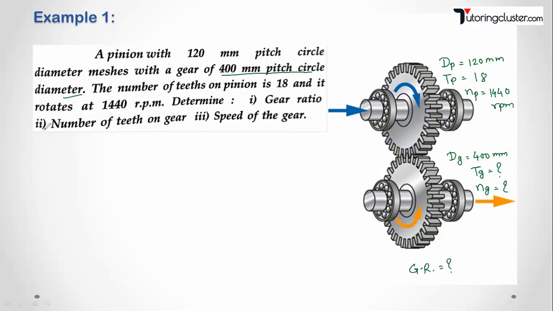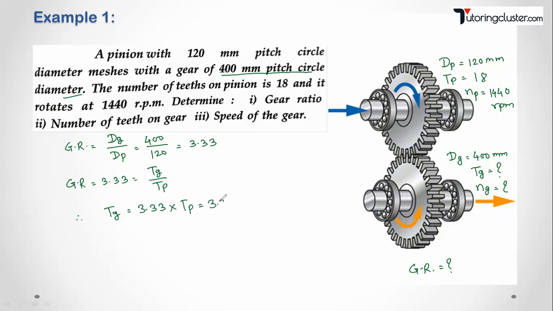So if you have understood all the previous formulas, gear ratio in terms of diameter is dg upon dp. So 400 divided by 120, which is around 3.33. Second, calculate the number of teeth on the gear. The gear ratio, which is 3.33, in terms of number of teeth is tg upon tp. So tp we know is 18. So tg is equal to 3.33 into tp, which is 3.33 into 18. So approximately you will get 60. This is an approximation; you have to round it off, because we cannot have a fraction of a tooth.